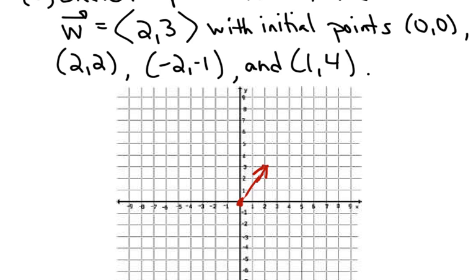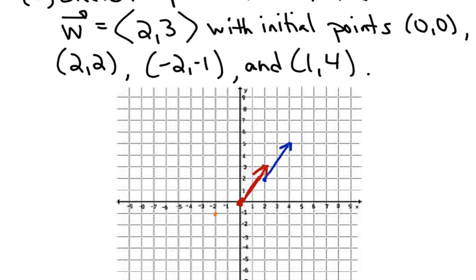Alright, what if instead I start at 2, 2, which is here, and I go 2 to the right and 3 up? Well, that's where I'm at. You'll notice that it has the same length. It's pointing the same direction, it's just not in the same place.